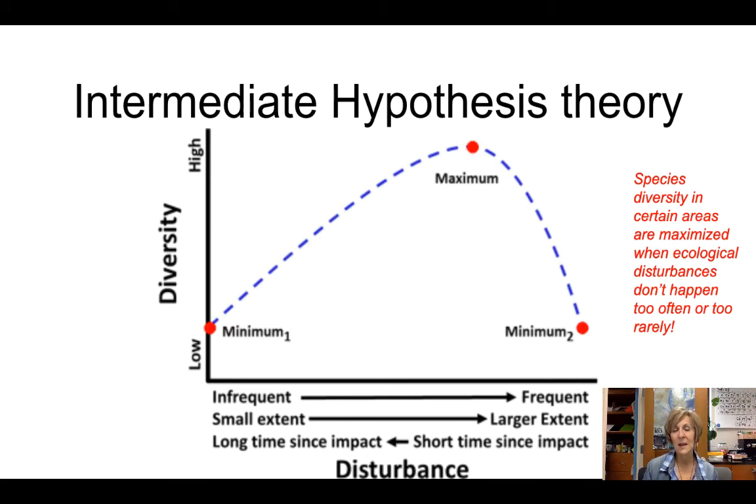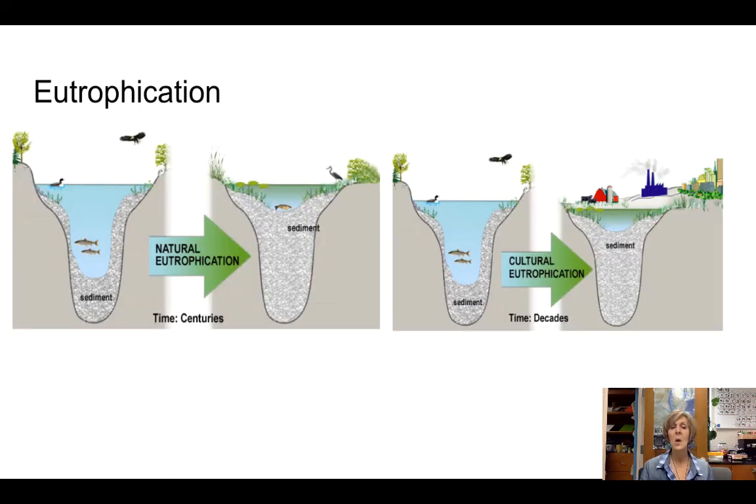There is the intermediate disturbance hypothesis that basically says that the species diversity in a certain area is maximized when the disturbances don't happen too often or too rarely. So there's kind of that sweet spot, and this would definitely be natural disturbances, not human disturbances, that would actually help the population. So I want to finish up today talking about eutrophication.